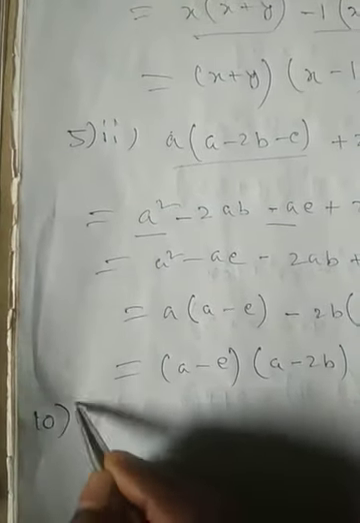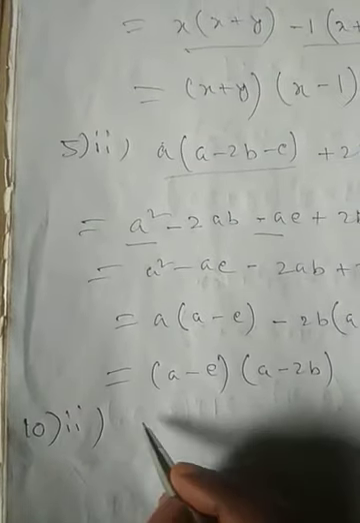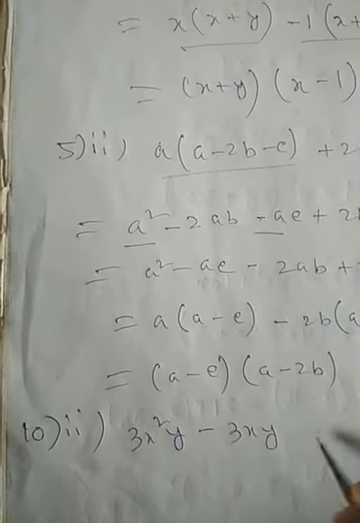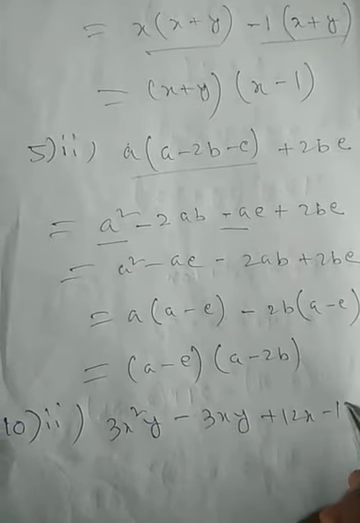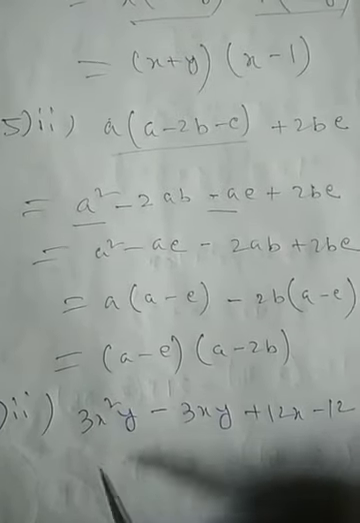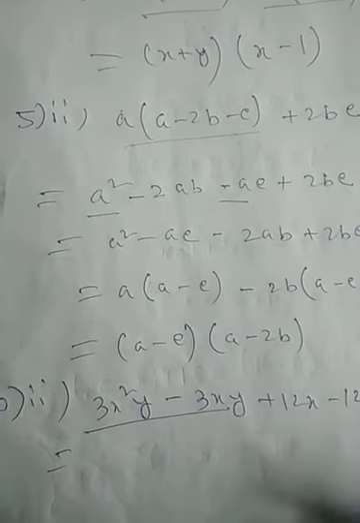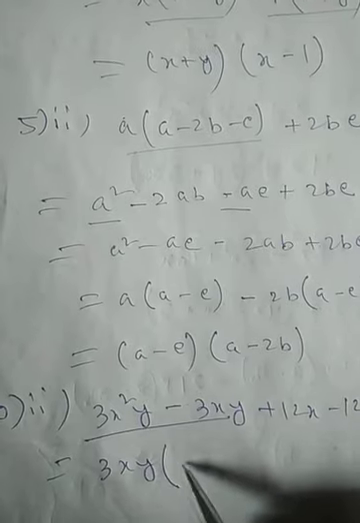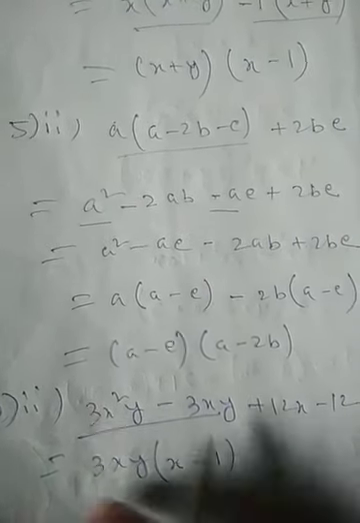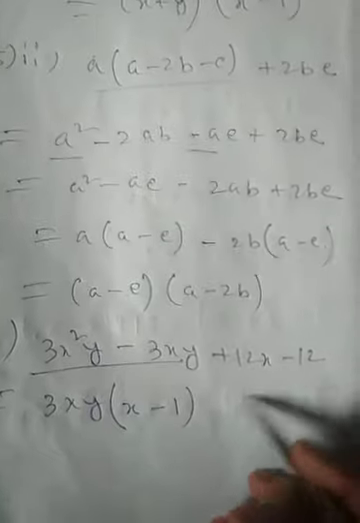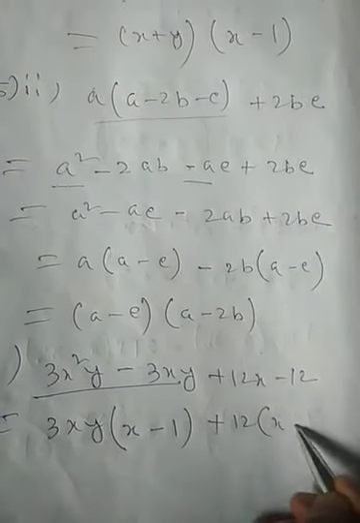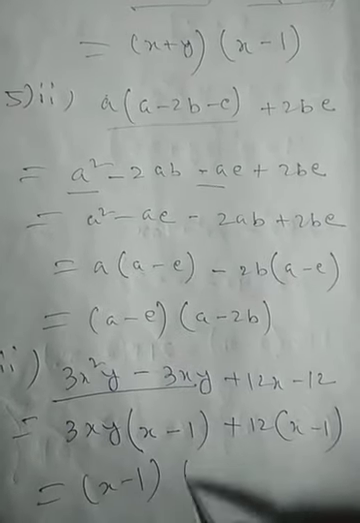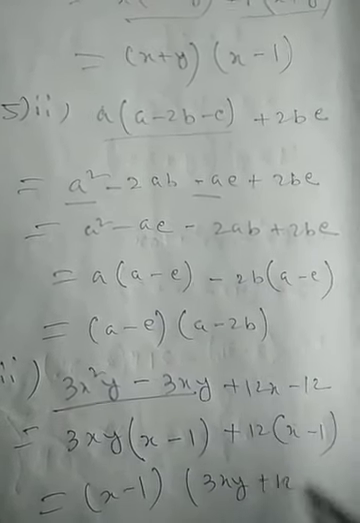Math number 10.2: 3x square y minus 3xy plus 12x minus 12. Easily you can take the common in these two terms. What is common there? 3xy is common. So what is left here? x, here is 1. In the second, we can take the common 12, left x minus 1. So x minus 1 is common there, and 3xy plus 12 is left.